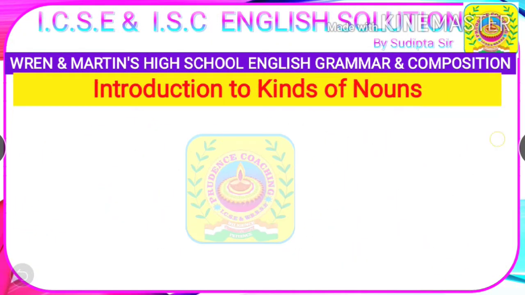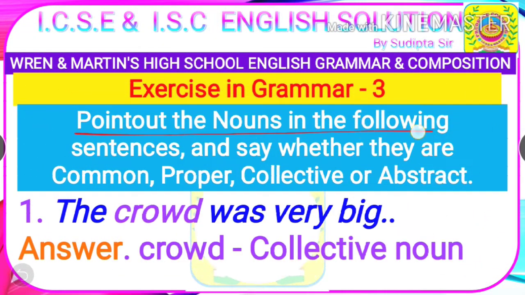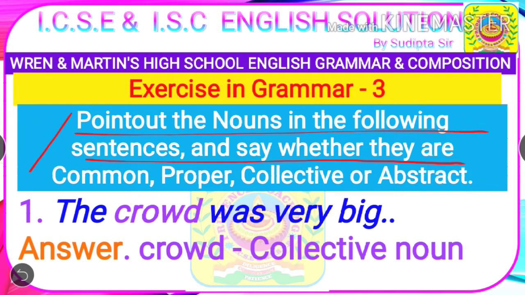Next, we'll go for the exercises. Here I already explained the question. Point out the nouns in the following sentences and say whether they are common, proper, collective or abstract. That means you will have to identify the type of noun and next you will have to tell which type it is.